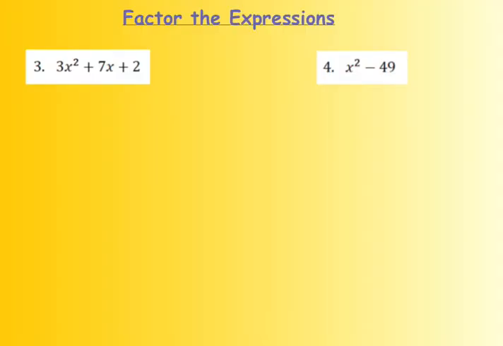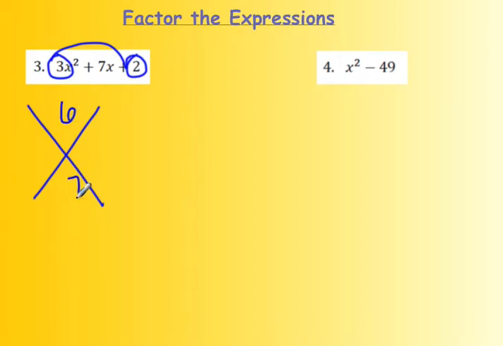Now, let's go ahead and take a look at number 3. So normally we would do this by grouping. Let's just review that method to start off with. We would do 3 times 2, which is 6, and add to 7. So we're going to do 6 times 1. I'm going to use that to split up my 7x. So I'm going to do 6x plus 1x plus 2.